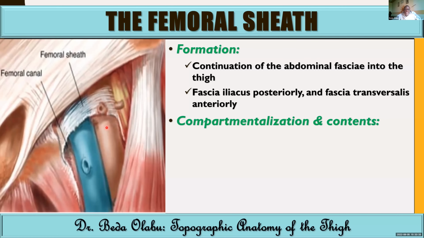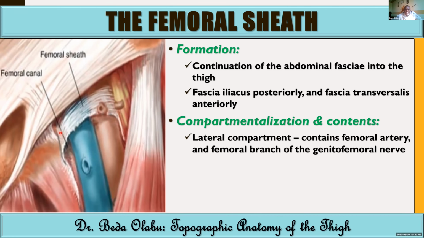The femoral sheath has some compartments. There are two septa that go through like this, dividing the femoral sheath into three compartments. We have the lateral compartment of the femoral sheath. The lateral compartment is where the common femoral artery runs. So it contains the femoral artery, but that compartment also contains the femoral branch of the genitofemoral nerve.